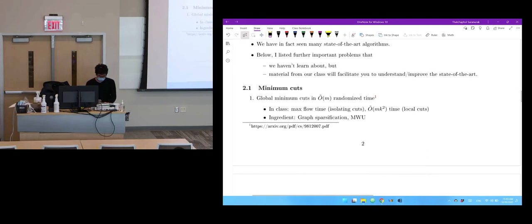The first thing is global edge min cut in near linear time. In class, we have seen how to solve it in max flow time using isolating cuts. Maybe you can try to recall how to do it. Or you can use local cut in mk square time. But actually you can do it in near linear time, and that is by Karger.